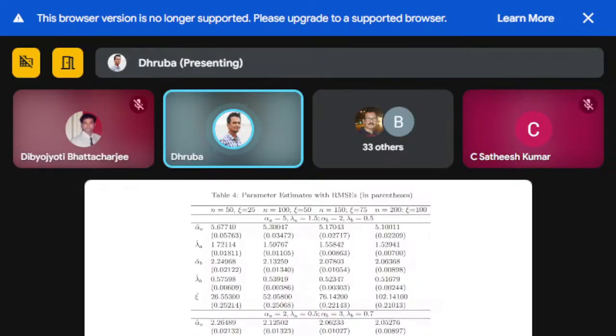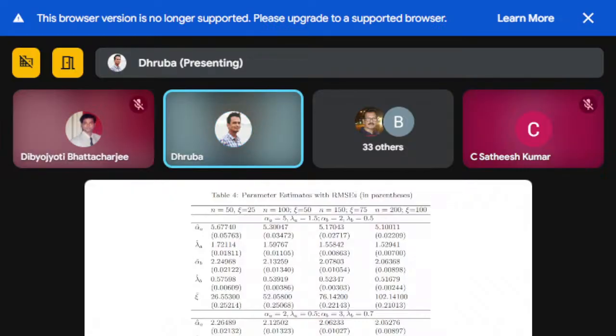We have conducted the simulation procedure for different sample sizes and different change points with different parameters. The sample sizes are 50, 25 per change point, and 100. The change points we have considered are 50, 150, and 100, considering different parameters.